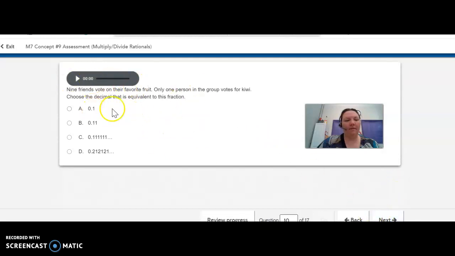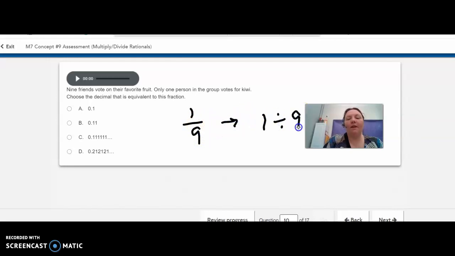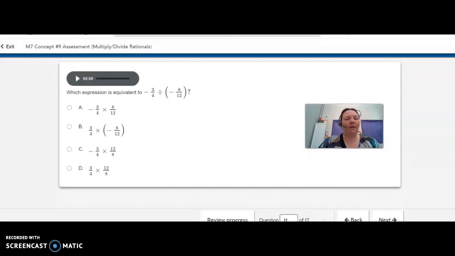Okay, here's some more turning fractions into decimals. Let's make sure we remember how to write that fraction out. 9 friends vote on their favorite fruit. 1 person votes for kiwi. So 1 out of 9 votes for kiwi. To turn that into a decimal, we'll take our numerator divided by our denominator, and yes, you can allow a calculator to help you do that long division. Oops, sorry, gotta switch my screen there. There we go.